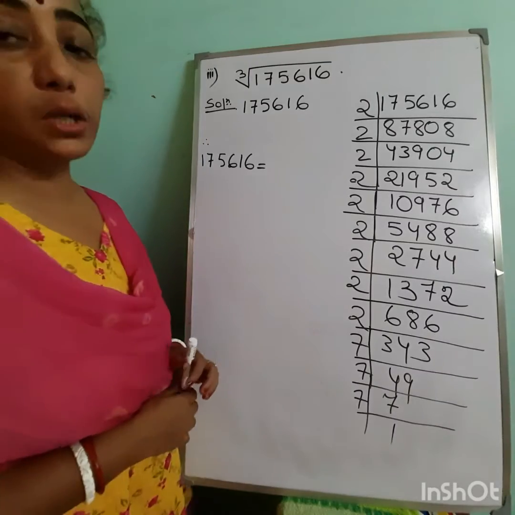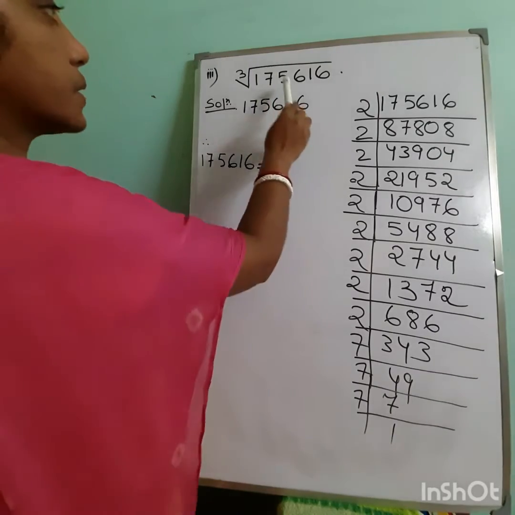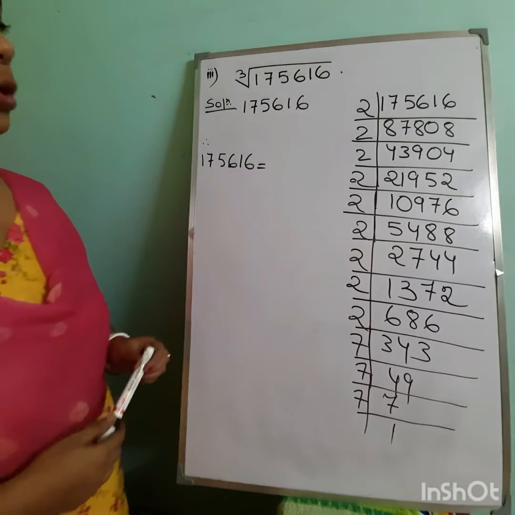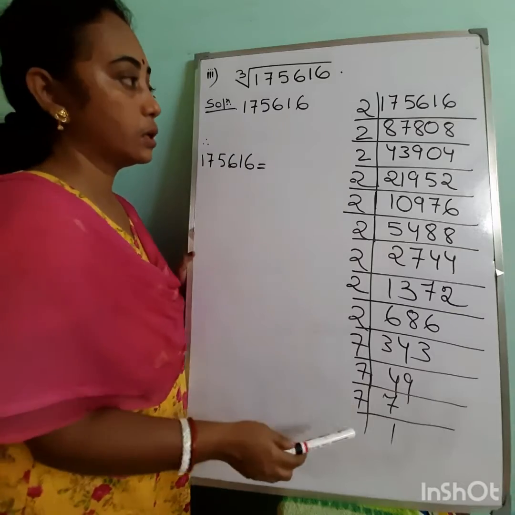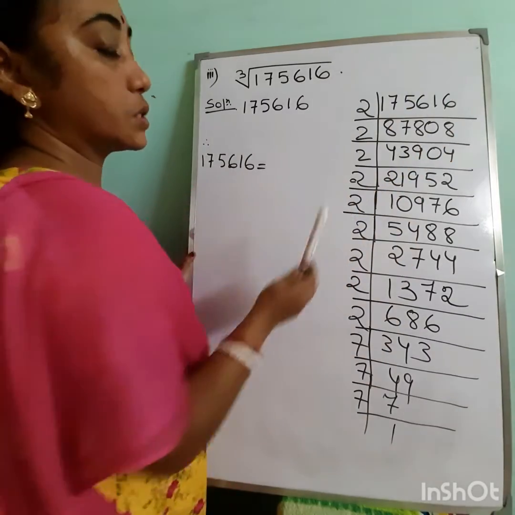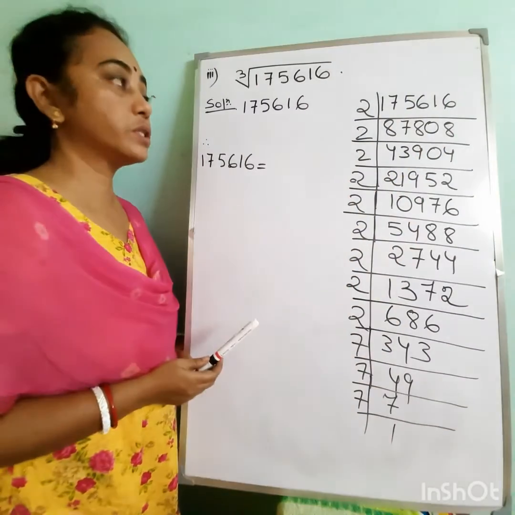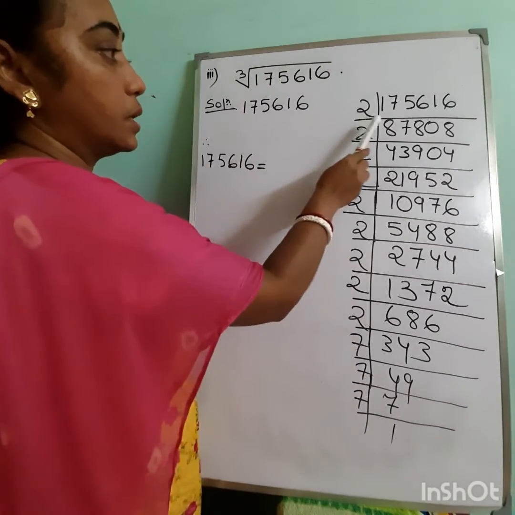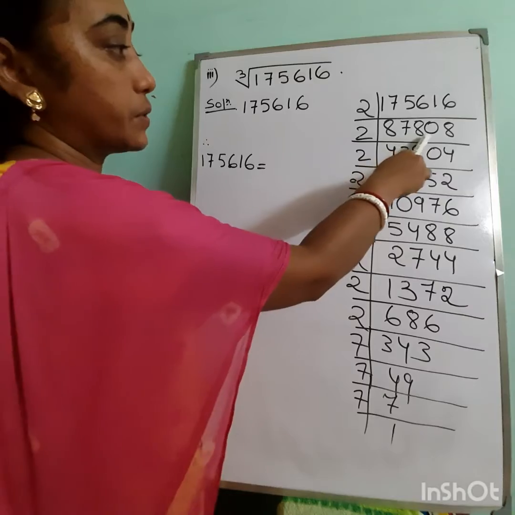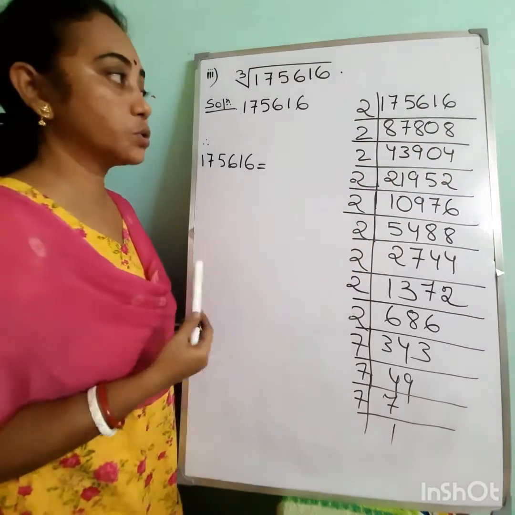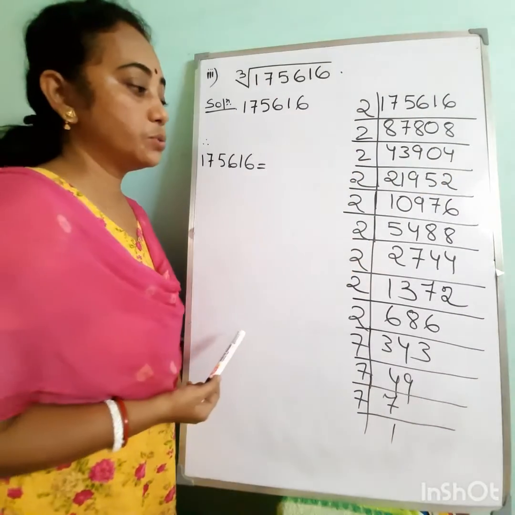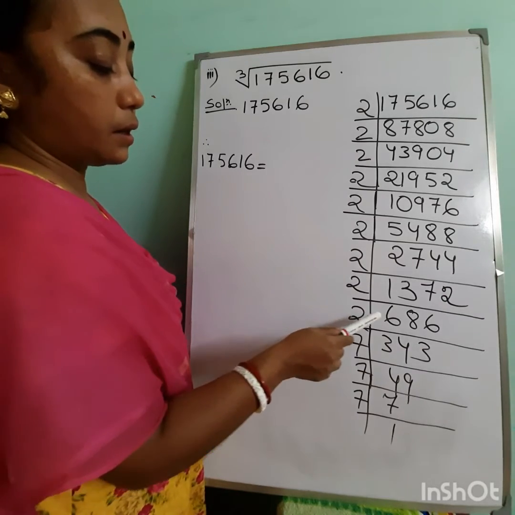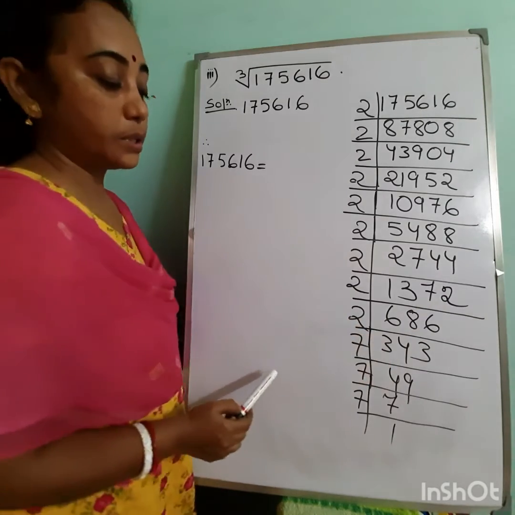Let's see the third question, the cube root of 175616. Here all possible prime factors of the given number are already shown. As the given number ends with 6, which is an even number, it will always be divisible by 2. So we start our divisions by 2. Here we get the quotient as 87808, which is again an even number, so it will again be divisible by 2.